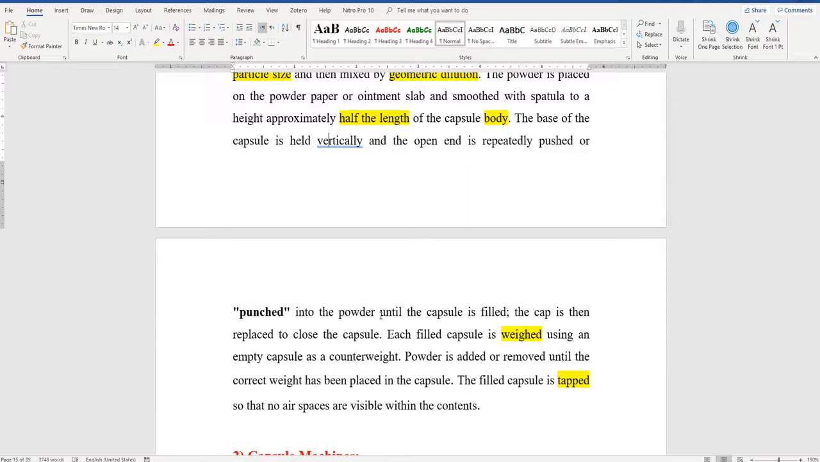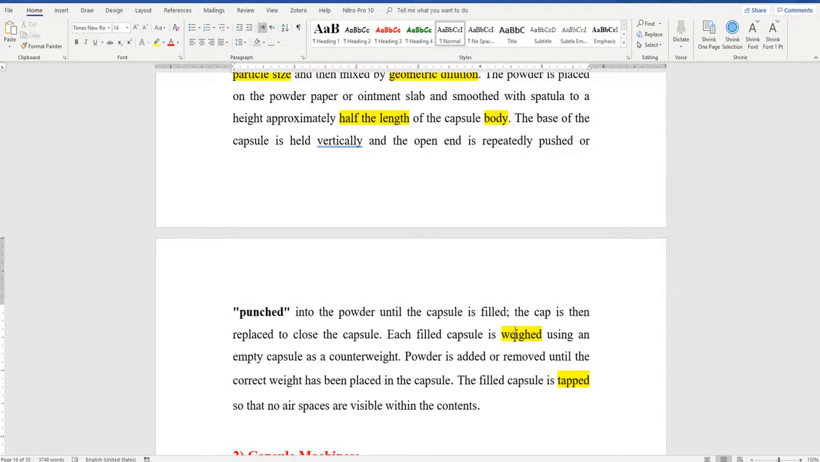Yani, don't close it yet. It's not complete. You need to check the weight of the powder inside. How do you check the powder, the amount or the weight of the powder inside?